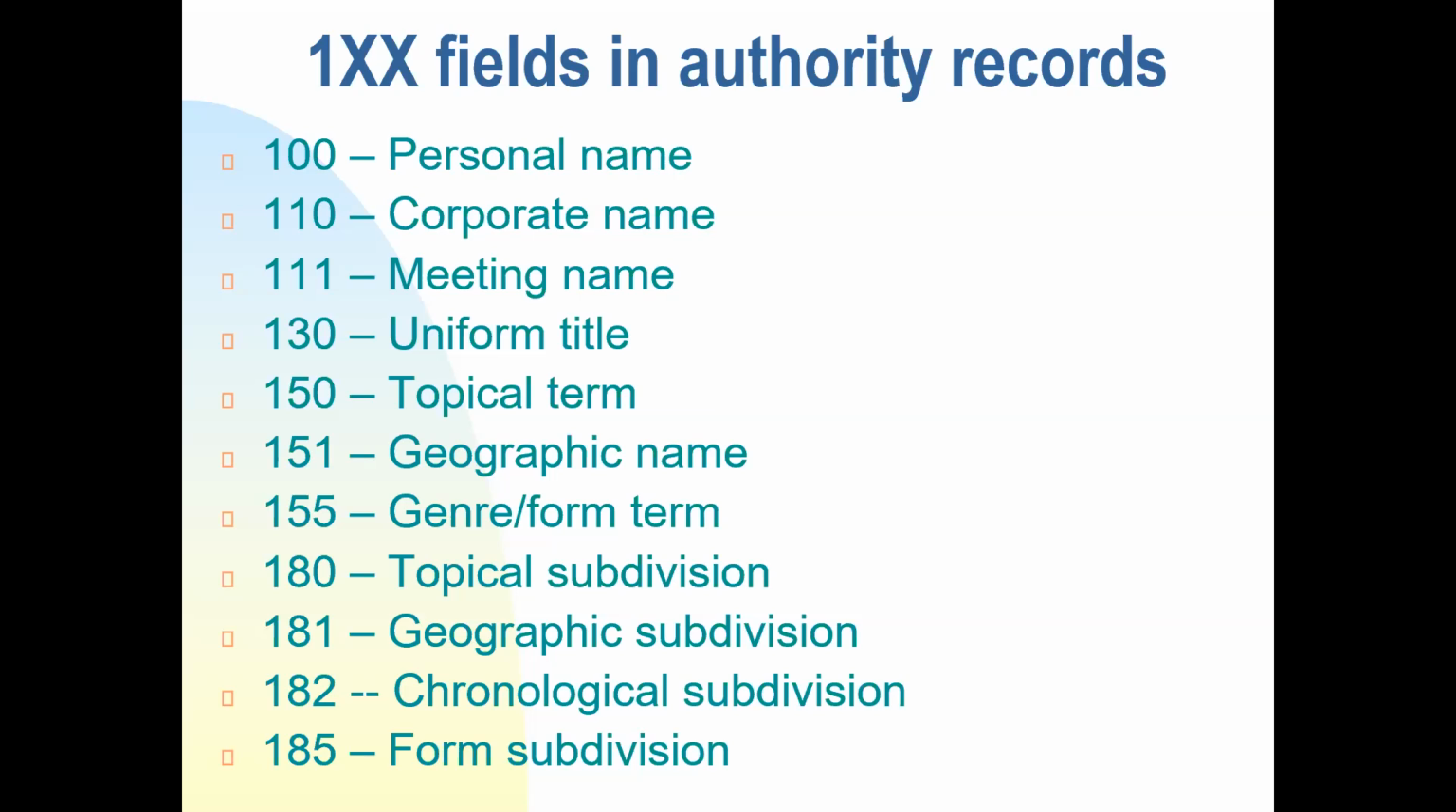Sorry, I didn't give examples of all of those. Topical subdivision would be like history. Geographic subdivision would just be a place name like Michigan. Chronological subdivision could be 20th century. It could be Civil War, 1861 through 1865. A form subdivision would be pictorial works. So we'll look at all of those.